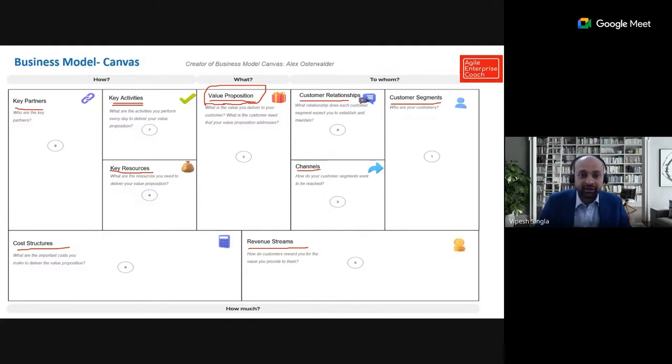Any question on this slide, guys, before we go to the next one? No, Hitesh. Okay. So in the next slide, what we'll try to do is understand each of the components using an example.